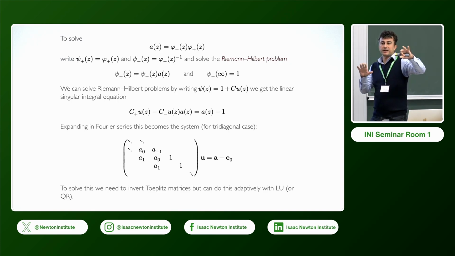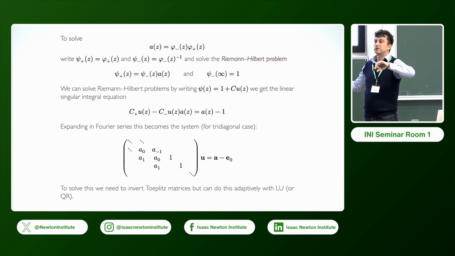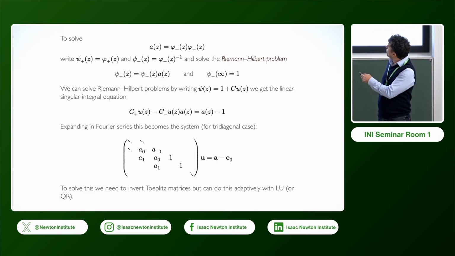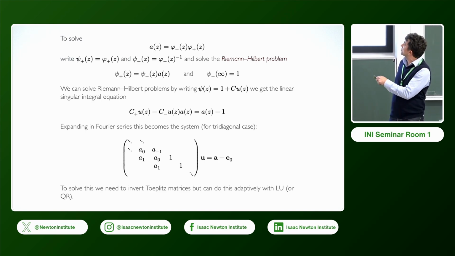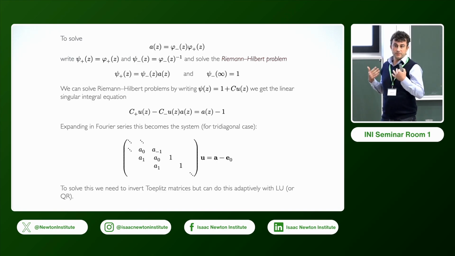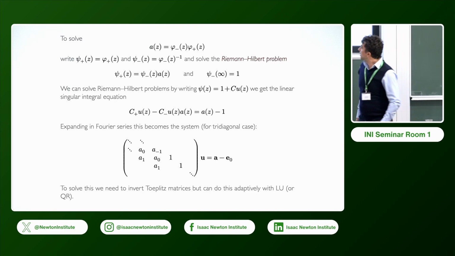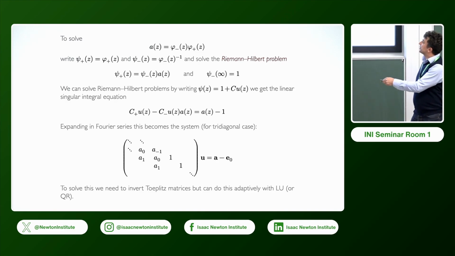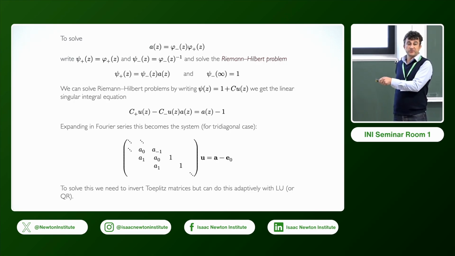So again, we want something analytic inside the unit disk, analytic outside the unit disk. And the benefit of this is we can then write our inside and outside analytic functions in terms of a Cauchy transform, plug it in, and we get a linear singular integral equation. If we expand U in Laurent series, and again, focusing on the tridiagonal case, we get this very simple banded linear system that we want to solve.